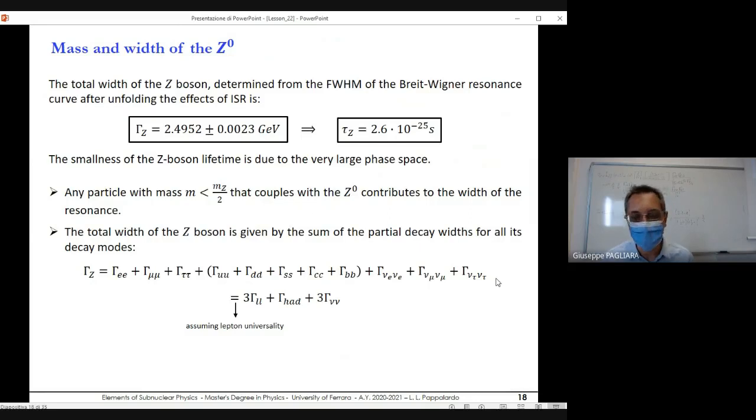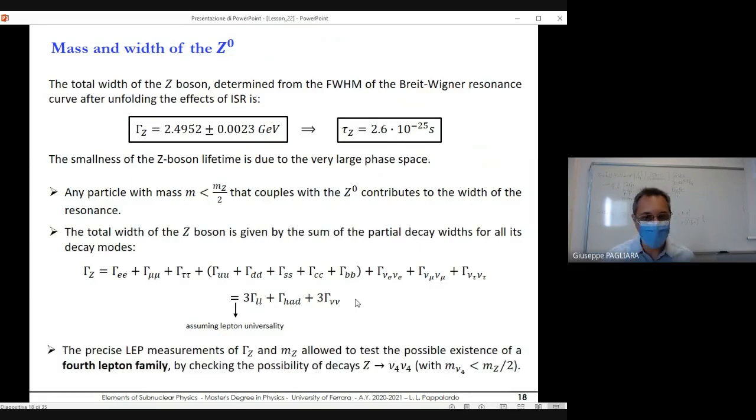So we can now collect all these terms into three main contributions. The three leptonic contributions, which are assumed to be the same based on the lepton universality that we studied yesterday. So this can be just a generic charged lepton. L can be electron, can be muon, can be tau lepton. The hadronic, which is the sum of all the decays into quarks and antiquarks, and then the neutrino sector.